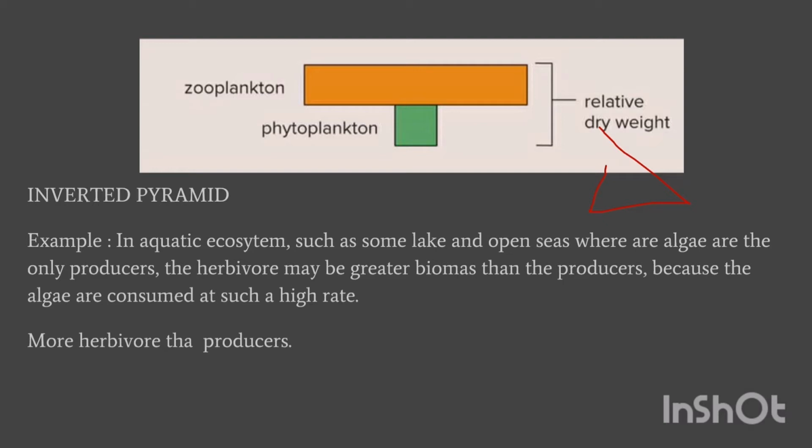This happens when there are more herbivores than producers. For example, in aquatic ecosystems such as some lakes and open seas, where algae are the only producers, the herbivores may have greater biomass than the producers because the algae are consumed at such a high rate. So we have more herbivores than producers, and that is why we call this an inverted pyramid. Okay, thank you.